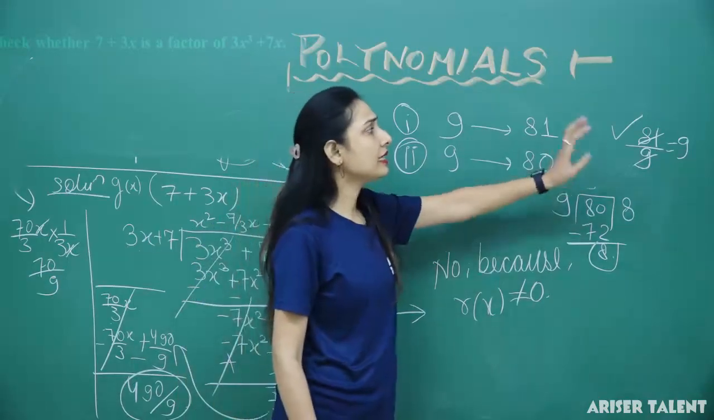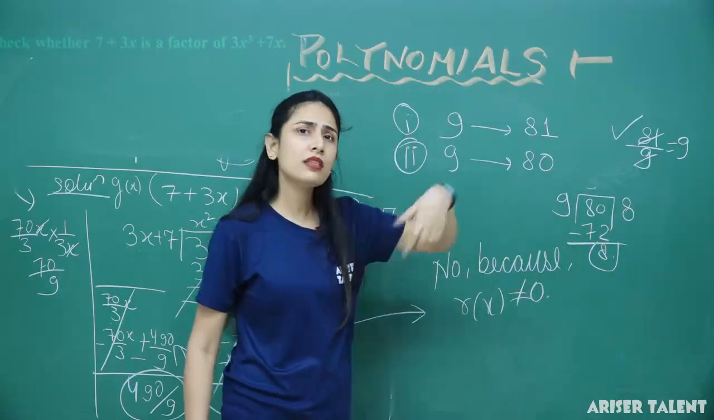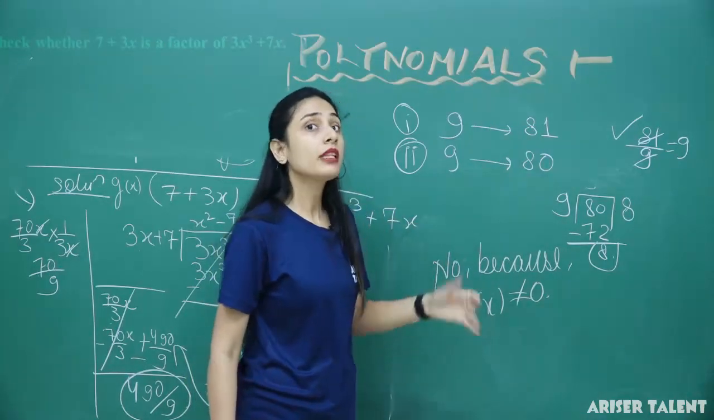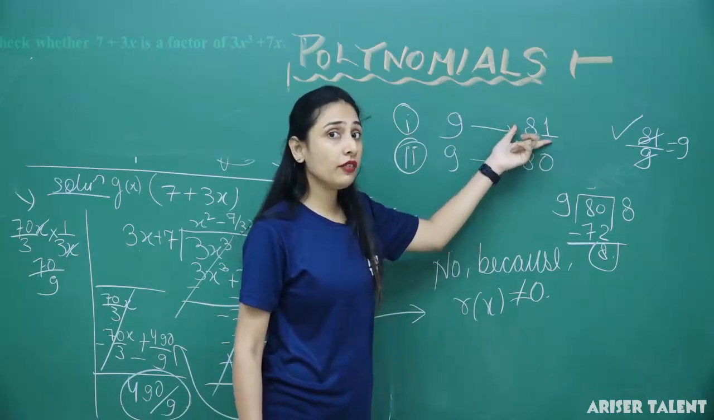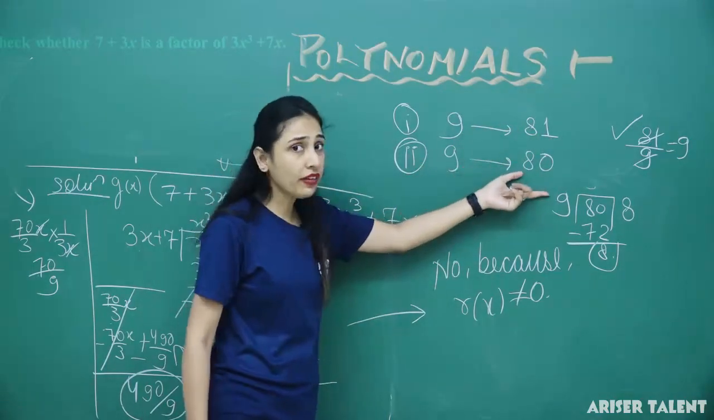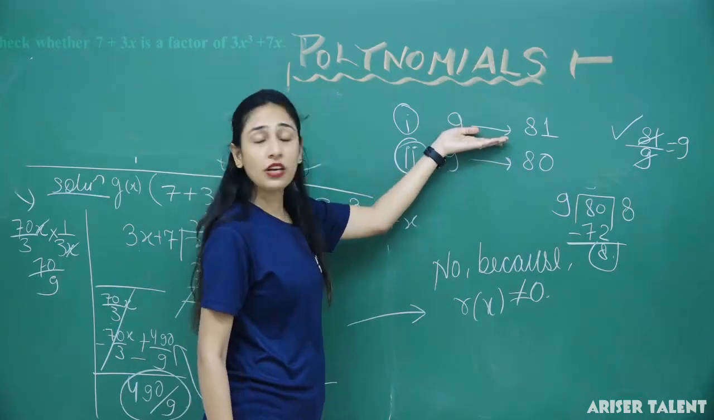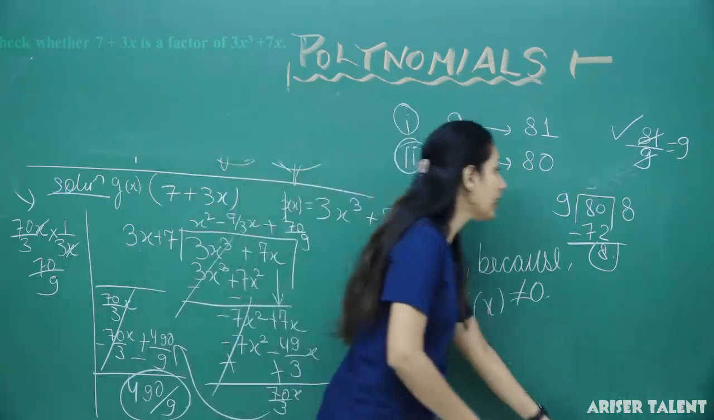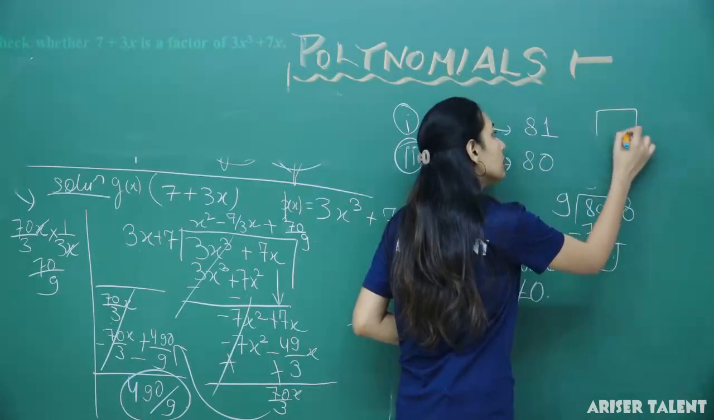So whether it's 9 times or 8 times it is cutting it by itself, that means it is completely divisible by this. That means this is a factor of this. 9 is a factor of 81. In this case, 9 is not a factor of 80, simply because we are getting some remainder. In this case, we are not getting any remainder, right? In that particular form, it's very easy to understand, right students?